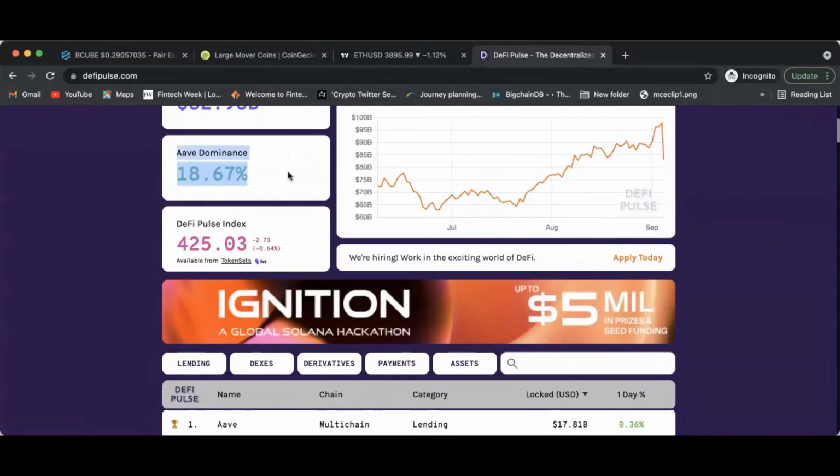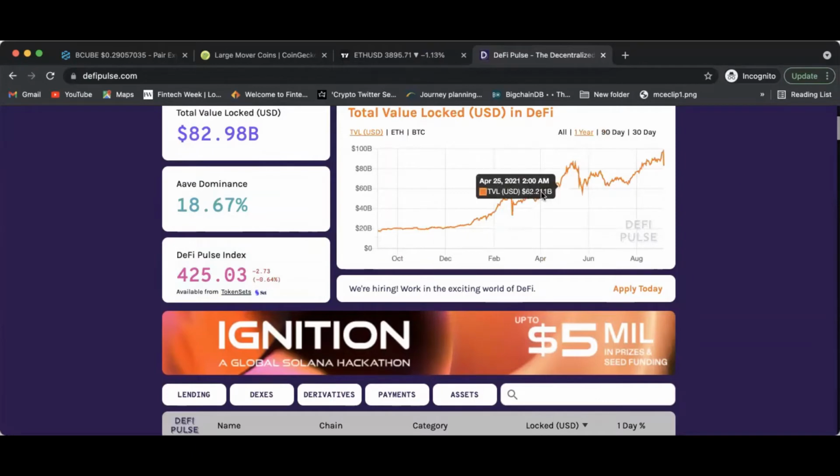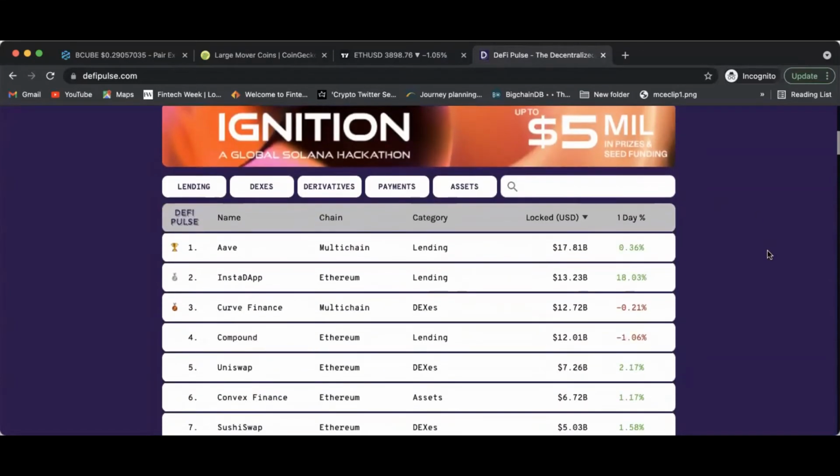So Aave protocol has the highest dominance of 18%. And you can see even the DeFi Pulse index here, which is slightly negative today, but that's totally fine. Aave is still ruling, and what we are seeing is a very, very steady growth here. That's why if you look at 1 year, look at this growth. Last year, it was $17 billion at this time. And today we are talking about $82 billion. So it has gone 4x from here.